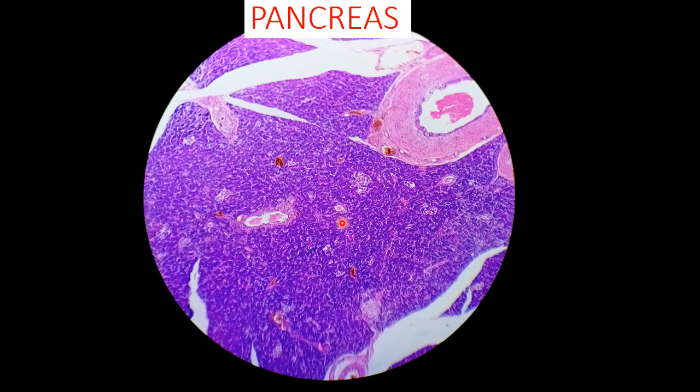Here also you can identify the intralobular duct and interlobular duct. Why? Because the pancreas is partly an exocrine, partly an endocrine gland. Both appear the same except for the islets. Islets of Langerhans, a group of alpha cells, beta cells, and somatostatin-producing cells, can be seen in the pancreas only. That is how we have to differentiate them.